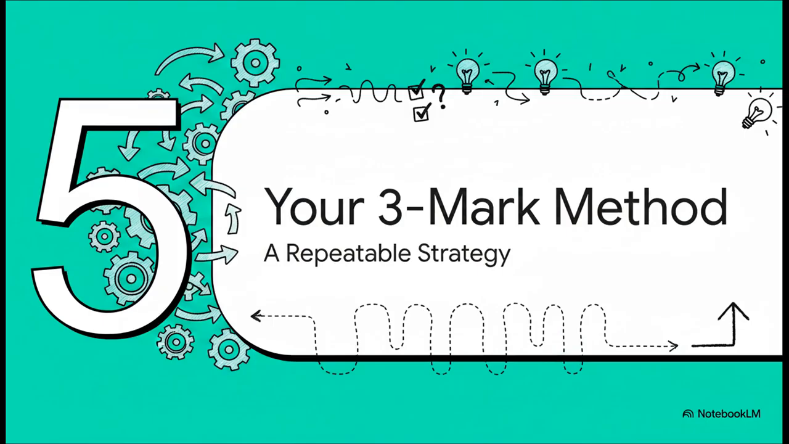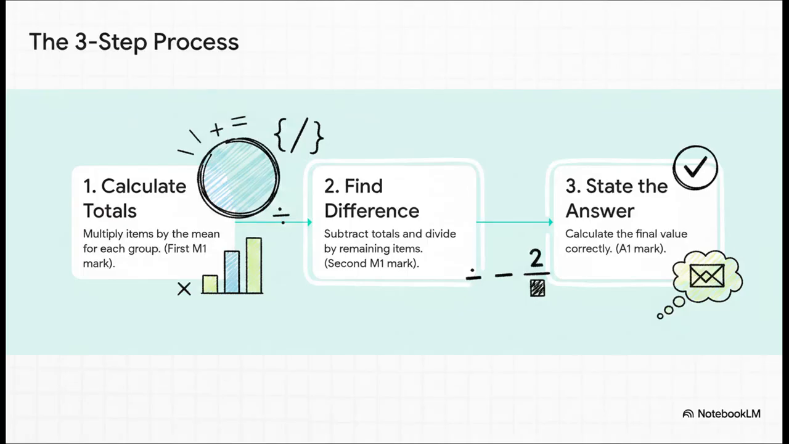This isn't just about how to solve one question. This is a repeatable strategy, a blueprint you can use every single time you see a problem like this. So here it is, your simple 3-step process. Step 1, calculate the totals. That's your first method mark. Step 2, find the difference and set up the division. That's your second method mark. And step 3, state the final answer. That's your accuracy mark. Just remember: totals, difference, answer.